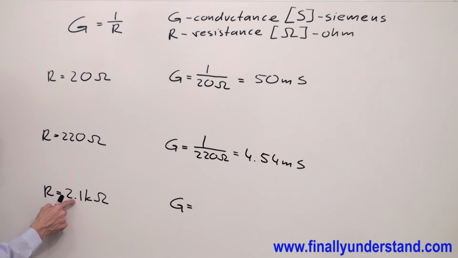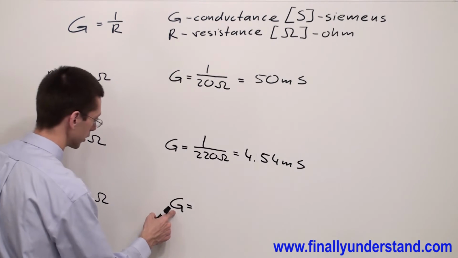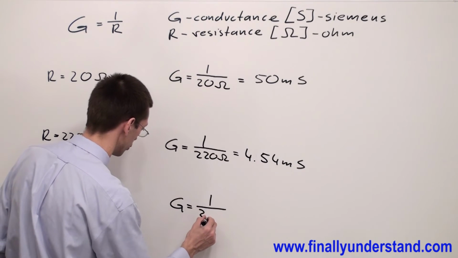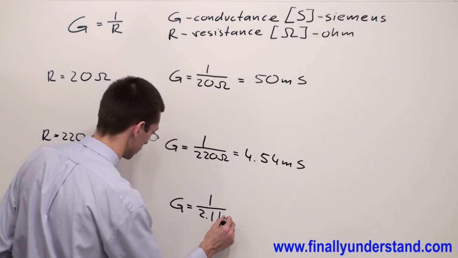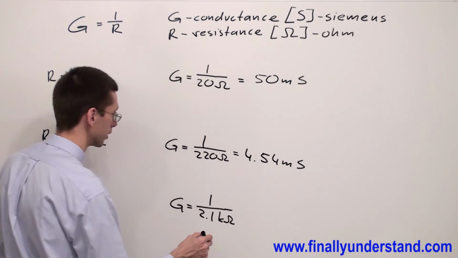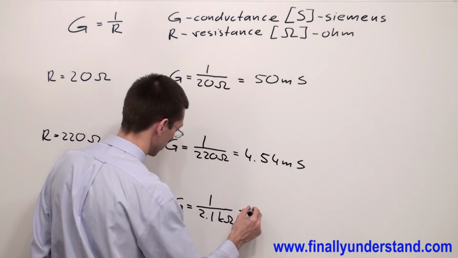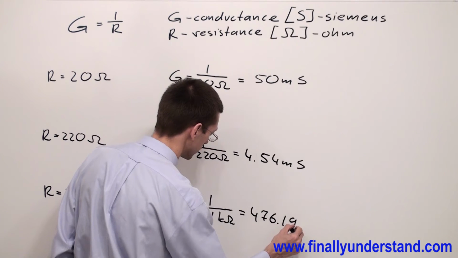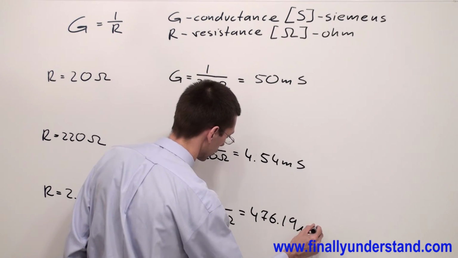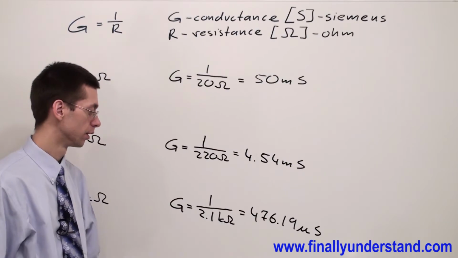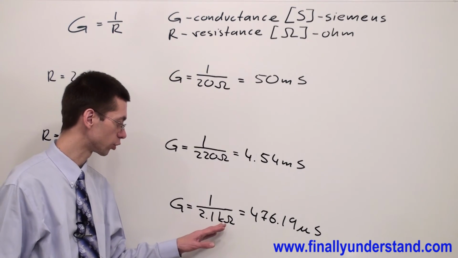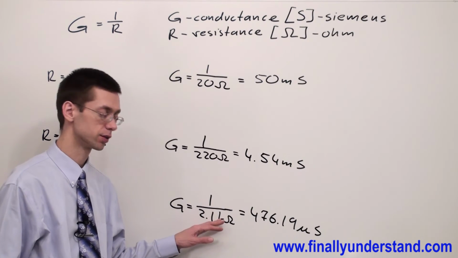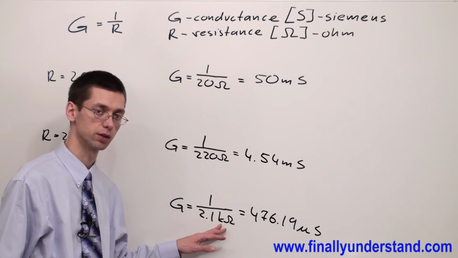Resistance is equal to 2.1 kilo ohms, and I have to find conductance. Simply divide 1 by 2.1 kilo ohms. This is equal to 476.19 micro Siemens. Please keep in mind that anytime you are going to deal with very large numbers or very small numbers, you are going to use engineering notation.